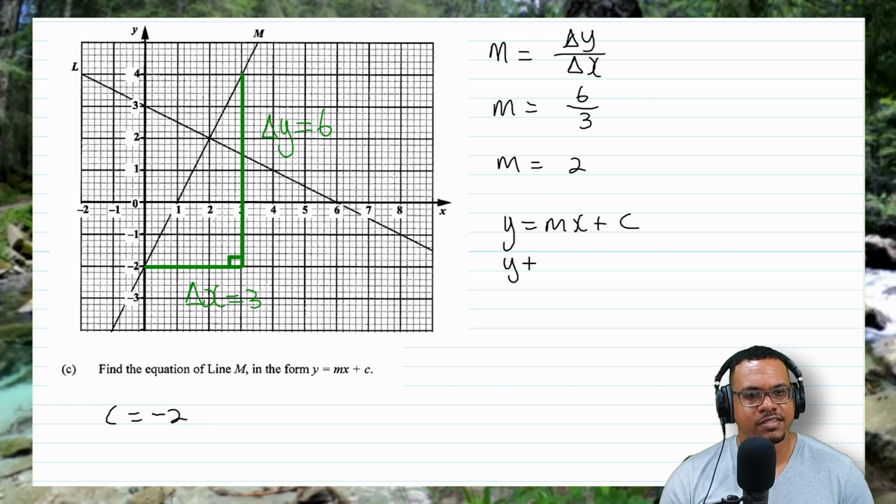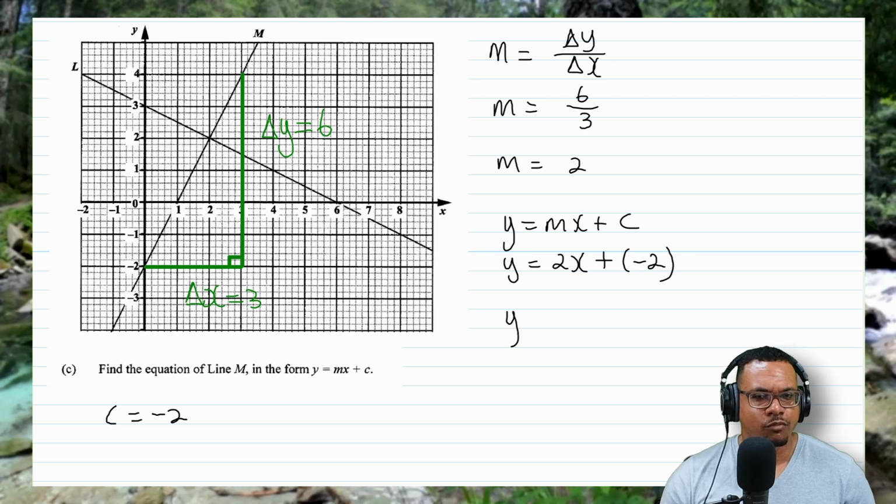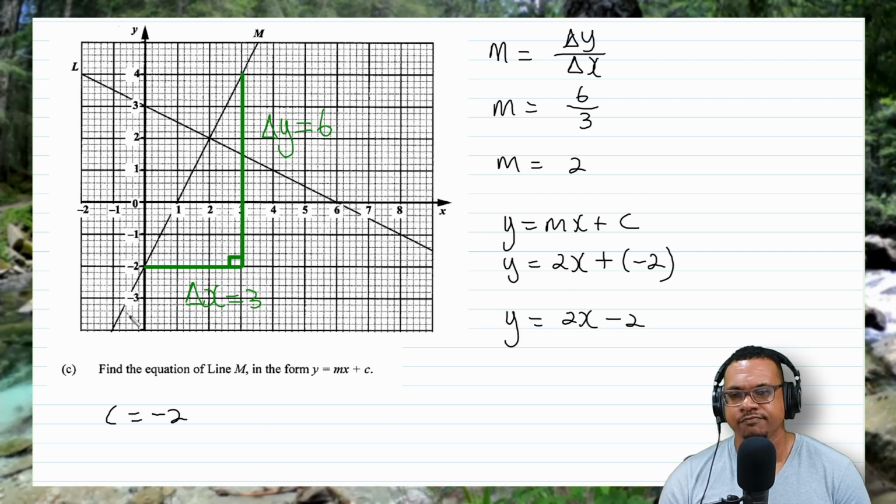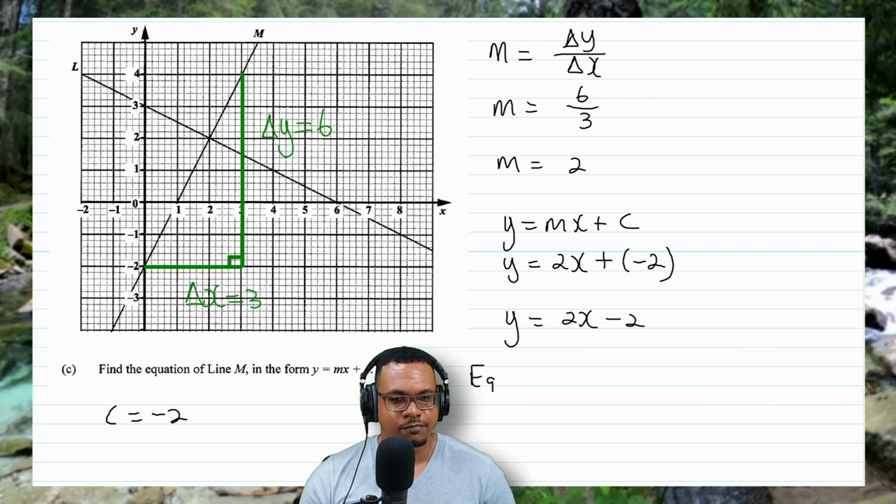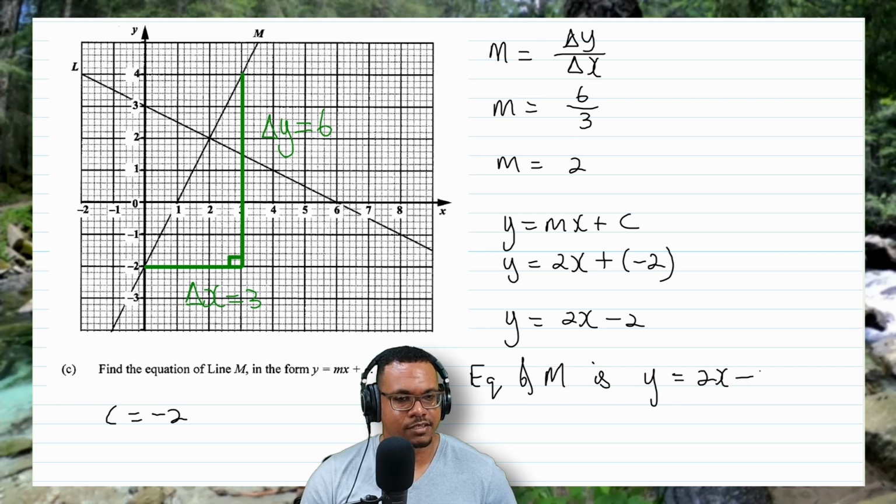So I'll just put in what m is, which is 2, and c, which is -2. And of course, these two signs, you multiply them and you get a negative sign. So we'll have y is equal to 2x take away 2. And this is the equation of the line that they're asking for. So the equation of M is y is equal to 2x take away 2.